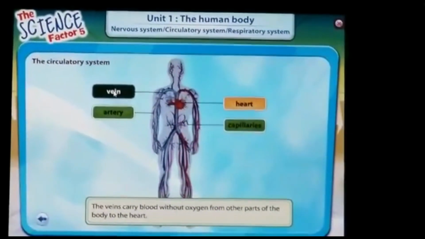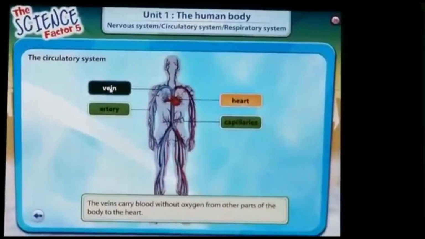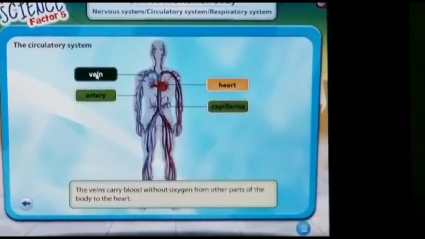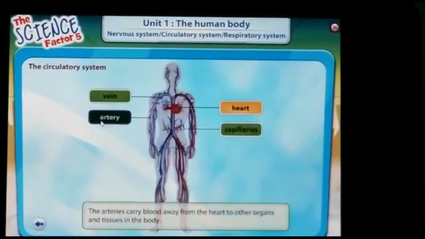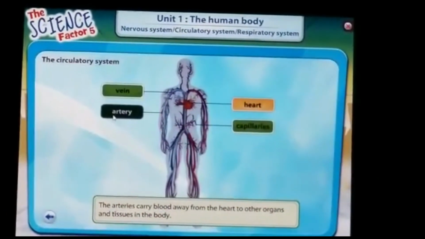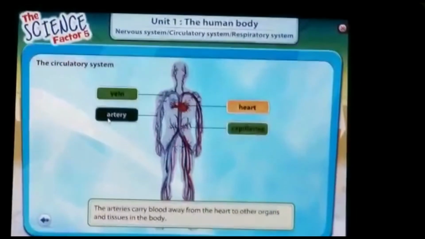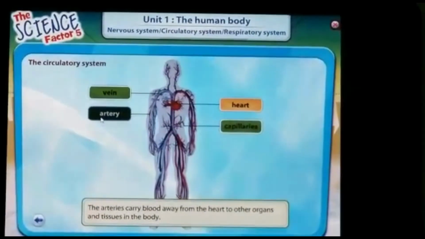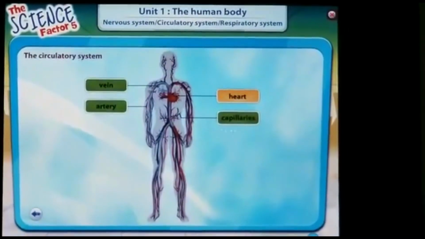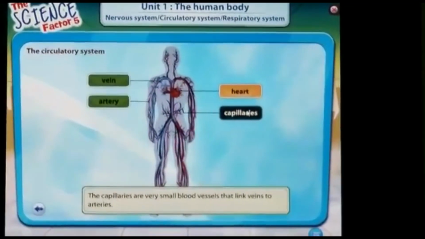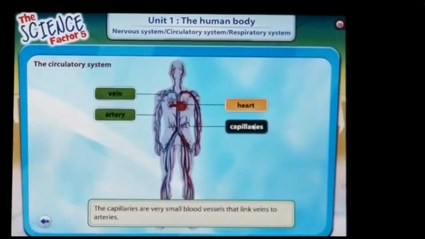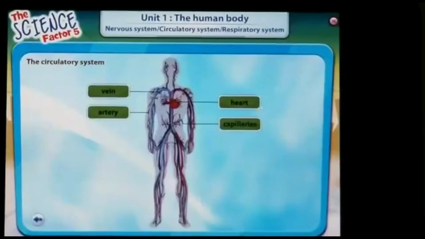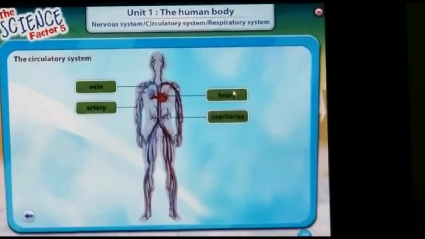The veins carry deoxygenated blood from other parts of the body to the heart. The arteries carry oxygen-rich blood away from the heart to other organs and tissues in the body. The capillaries are very small blood vessels that link veins to arteries. Click on the heart to know more about it.